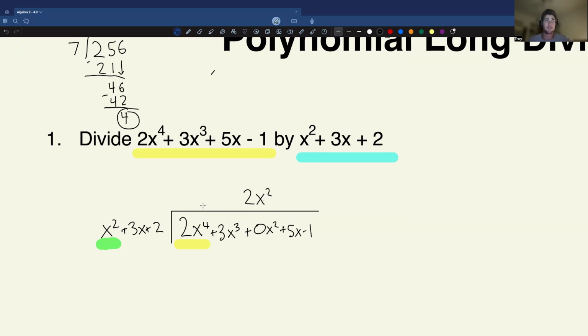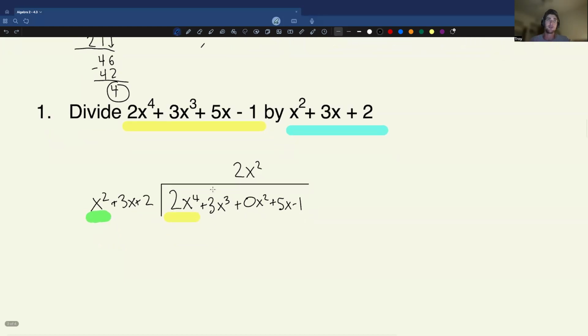And so what we can see now is that if we took 2x squared and multiplied it by this green x squared, we would get 2x to the fourth. So that's the idea of how many times does x squared go into 2x to the fourth? We're just dividing 2x to the fourth by x squared. Now what we do is we take what we wrote up here and multiply it out by the divisor outside here. So 2x squared times all of this now.